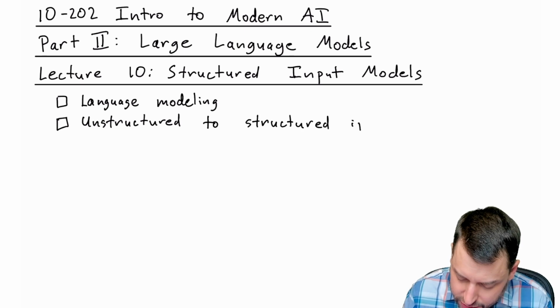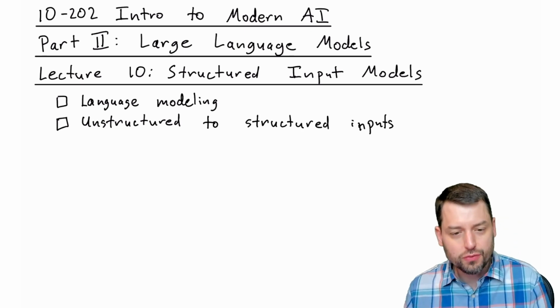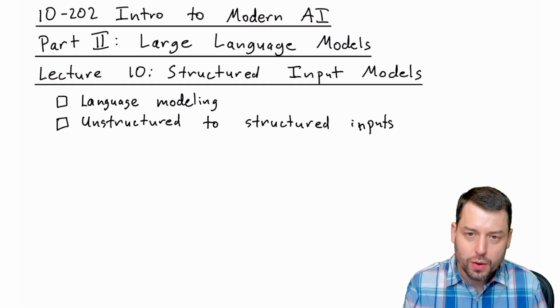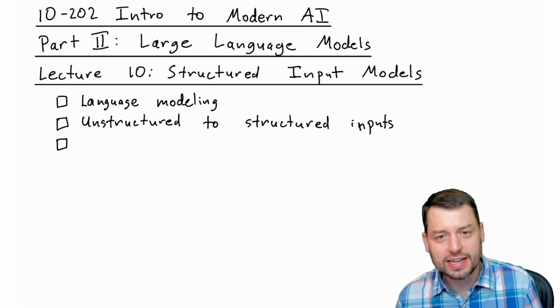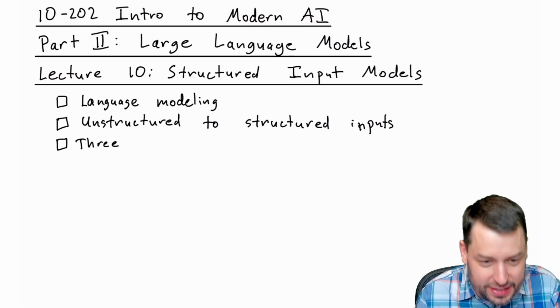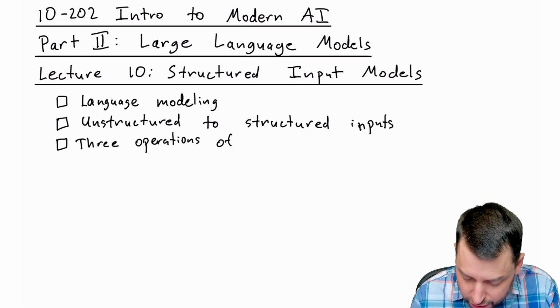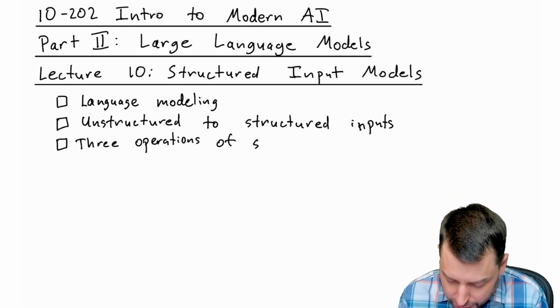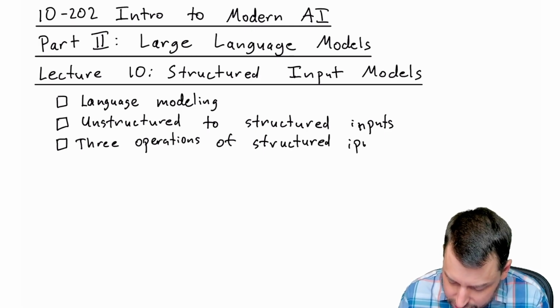And then I'm going to talk about the nature of really all neural network models that process structured inputs. In particular, this class has this common theme of elements of three. I'm going to talk about the three elements, or the three operations, I should say, of structured input models. These are models that take structured inputs and produce some output.